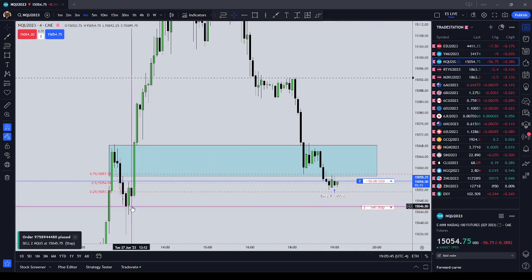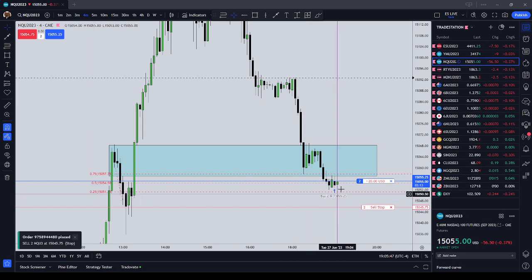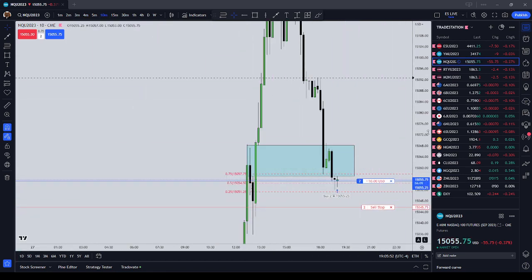So this is a wick inefficiency. Price could trade to it and then bounce. So back to our 10-minute chart.